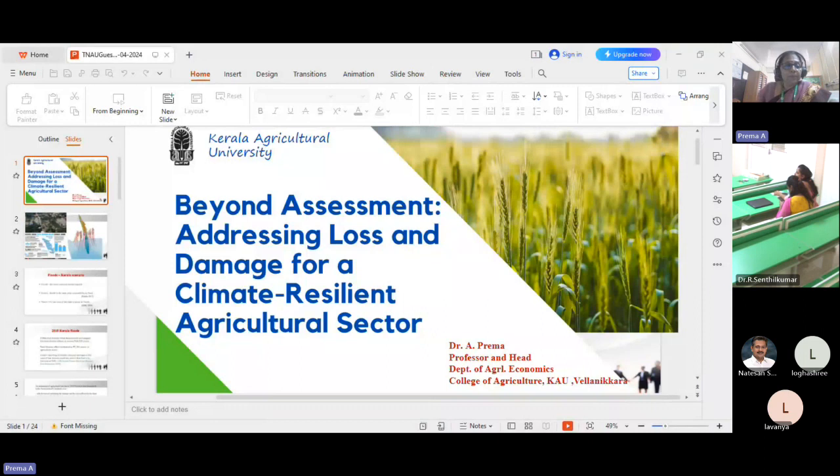At the same time, the State Agriculture Department's assessment report of damage to crops in the selected block was only 6 crores. But we got a corresponding figure for even the crop damage.